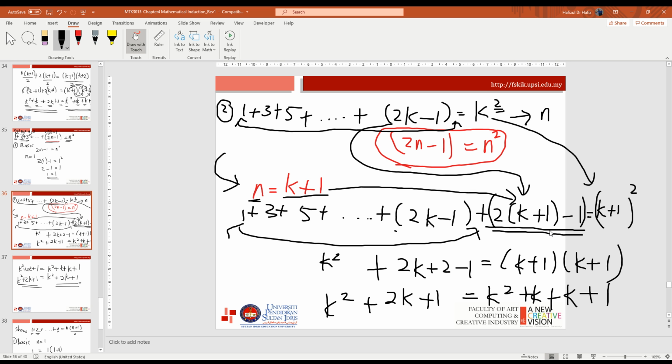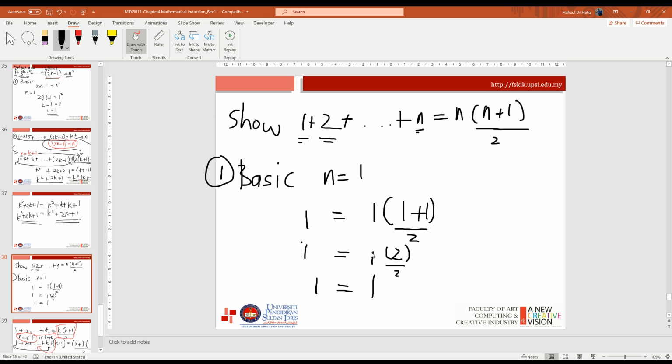Okay. 2k minus 1 here is equivalent to (k plus 1) to the power of 2. So finally we got k power of 2 plus 2k plus 1 is equivalent to k power of 2 plus k plus 1. Same. This one is 2k.